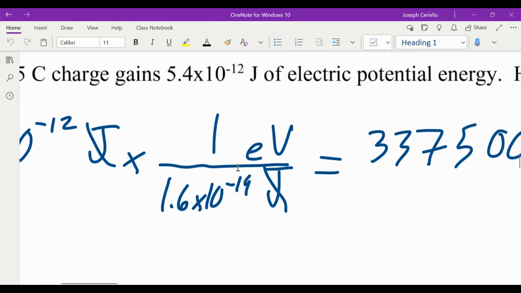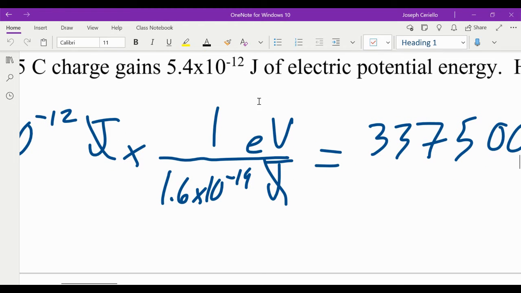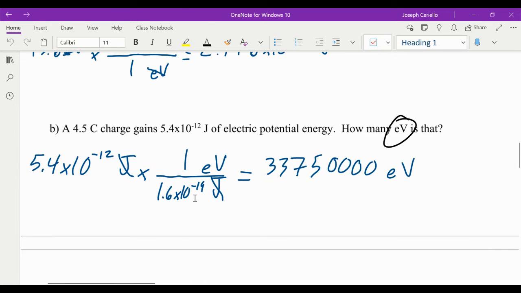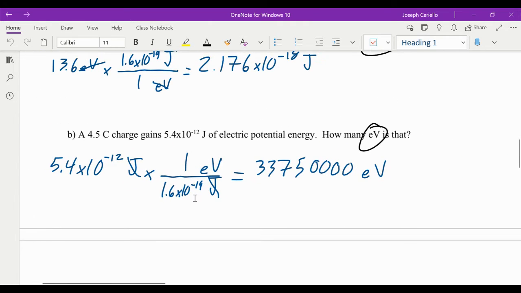So again, 1 electron volt is equal to 1.6 times 10 to the negative 19 joules. This fraction is equal to 1. That's why we're allowed to multiply by it. Joules cancel, multiply right across, and don't forget to divide, and you get that number of electron volts.